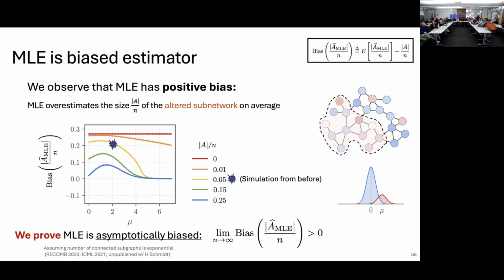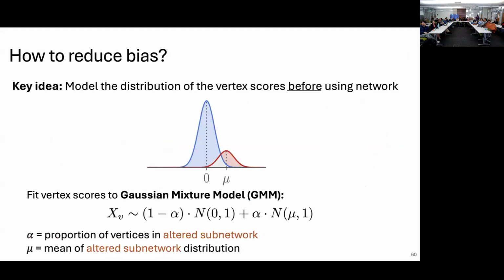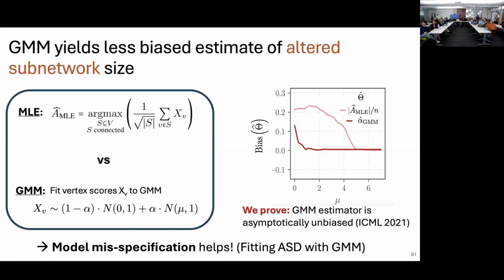This is striking because it gives a theoretical explanation for why these methods find these very large subnetworks. A natural question then is, how can you reduce the bias of this maximum likelihood estimate? The key idea is that you can first model the vertex score distributions before using the network. Using this vertex score model, you can estimate the size of the altered subnetwork. In this case, we use a Gaussian mixture model because we have these two different Gaussians, and the mixture parameter gives you the size of the altered subnetwork.